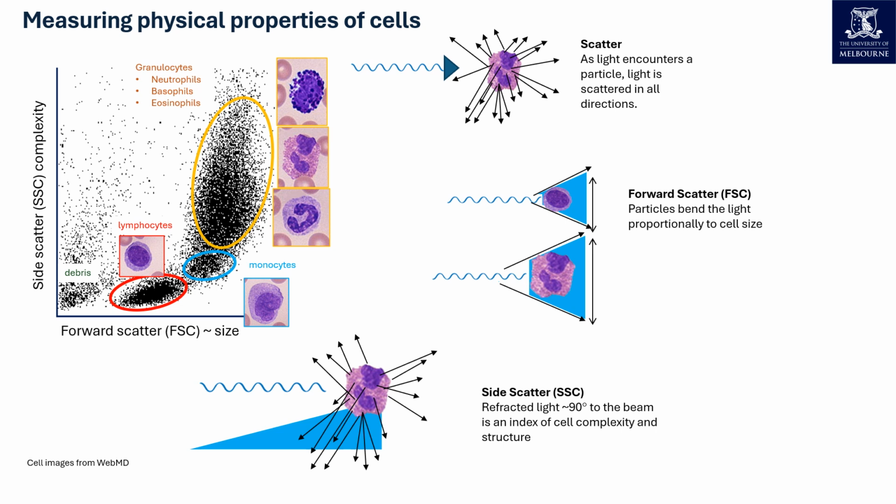Of note, though, forward scatter and side scatter measurements do not convey size or complexity when measuring very small particles such as exosomes or other nanoparticles, or particles made of different materials.